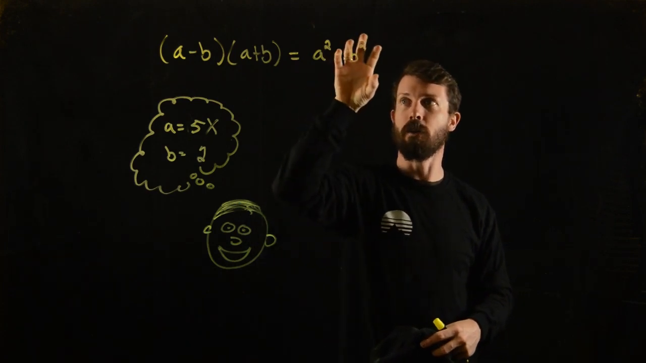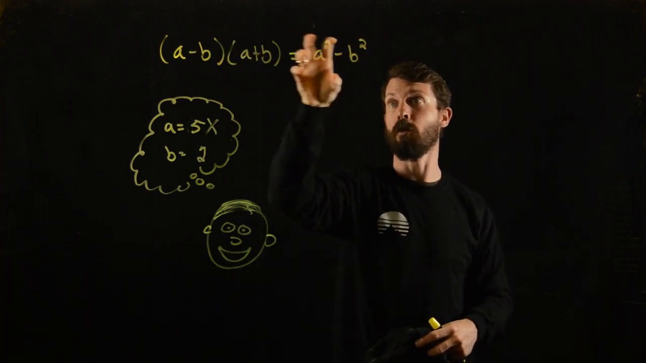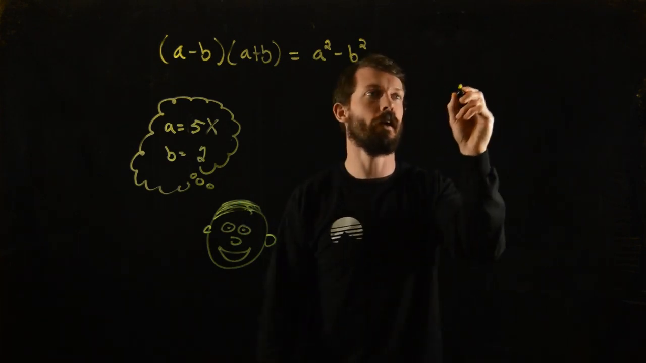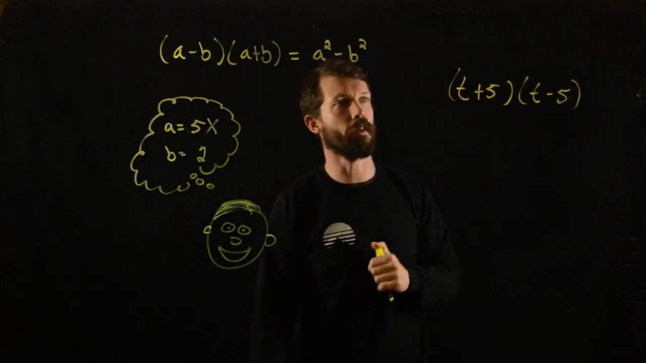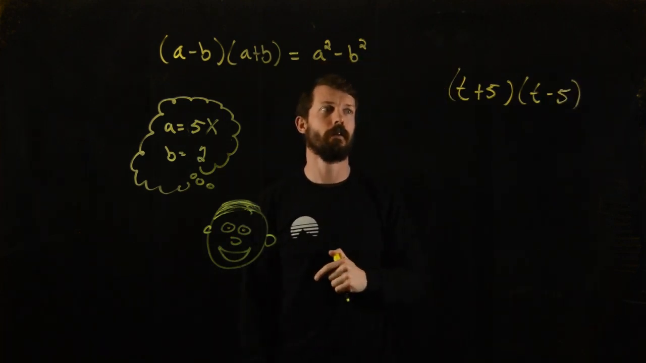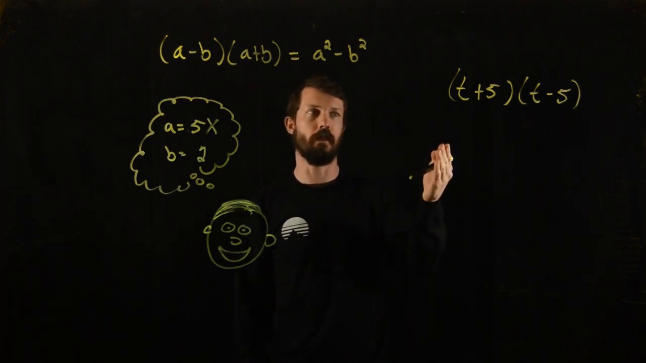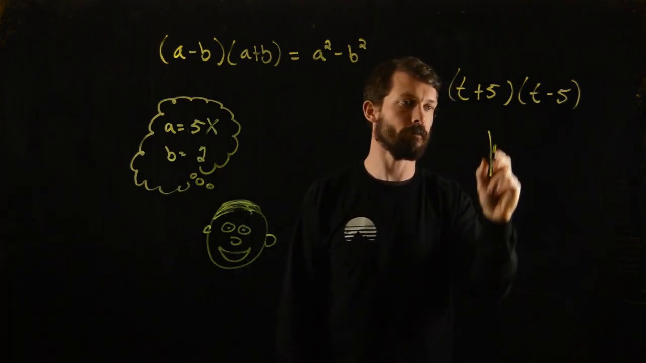It's always going to be written as your product of these two would always be written as a squared minus b squared. So an example of that, let's say if you had something like this. I had (t + 5) times (t - 5). Now in the previous video with the box method, we would do this out, right?